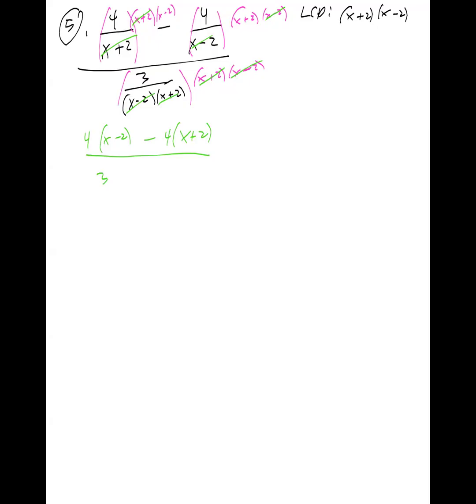Then distribute on the top. So if you have 4x minus 8 minus 4x minus 8 over 3, the 4x is crossed out, and then you get negative 16 over 3, which is kind of like John 3:16. Perfect.